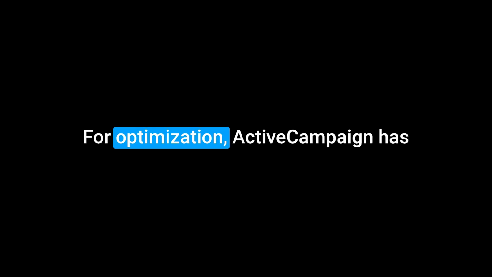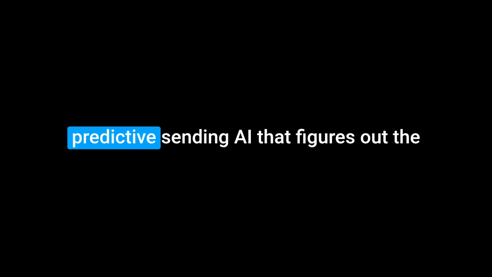It's quite impressive. What about deliverability? Getting those emails, AI generated or not, actually into the inbox. Crucial. Both support the key authentication standards, SPF, DKIM, DMARC. Think of them as essential security checks to prove your emails are legitimate. For optimization, ActiveCampaign has predictive sending AI that figures out the best time to send to each contact based on their past behavior. And GetResponse?